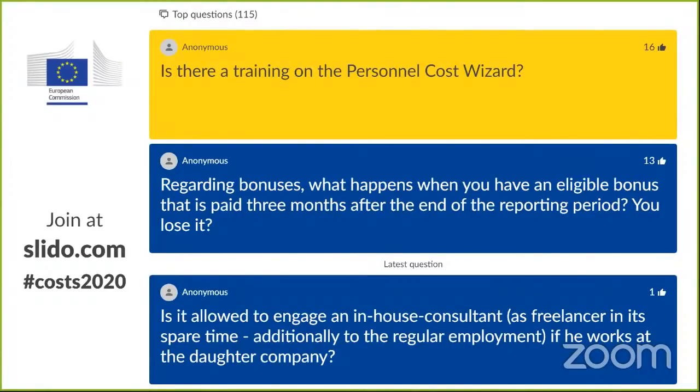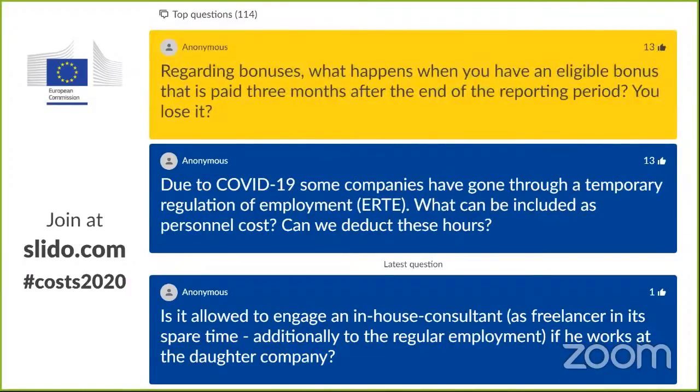What happens when you have an eligible bonus that is paid 3 months after the end of the reporting period? You lose it. No, you don't lose it. I have seen also other questions somehow related about things that are paid later. Look, it may depend on the specific case, but as a rule of thumb, you need to take into account the cost the moment that is incurred. So let me put the example of this bonus. I don't enter into if it is eligible or not. The inquirer said it's eligible. I don't know if it is eligible or not. Not all bonuses are eligible. All right. Let's assume it is eligible.